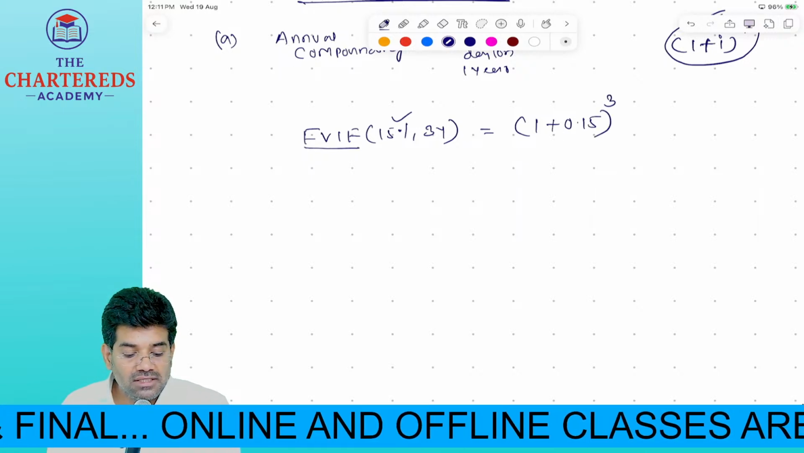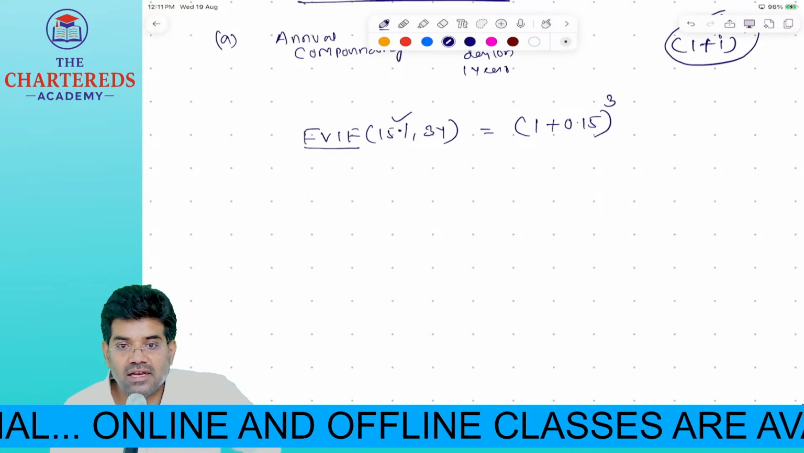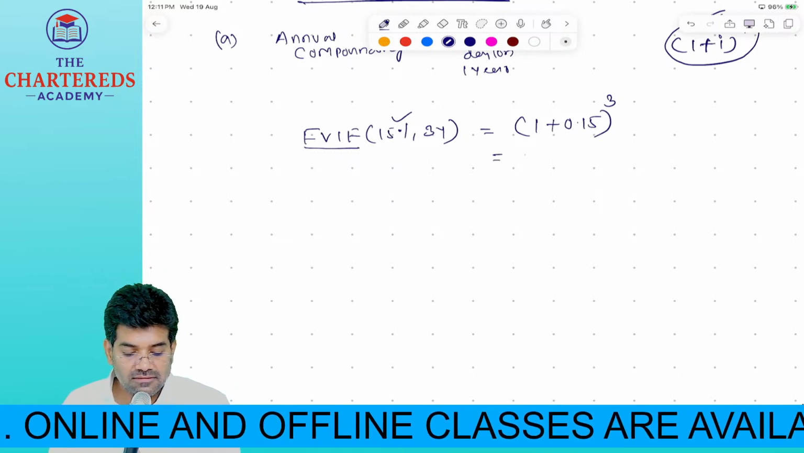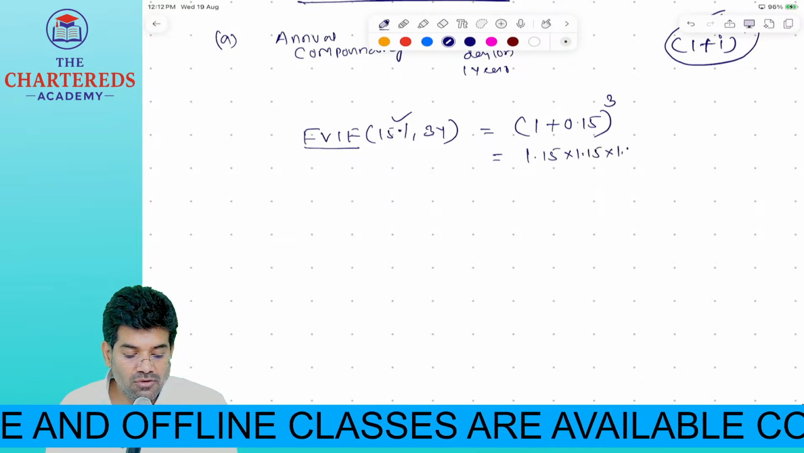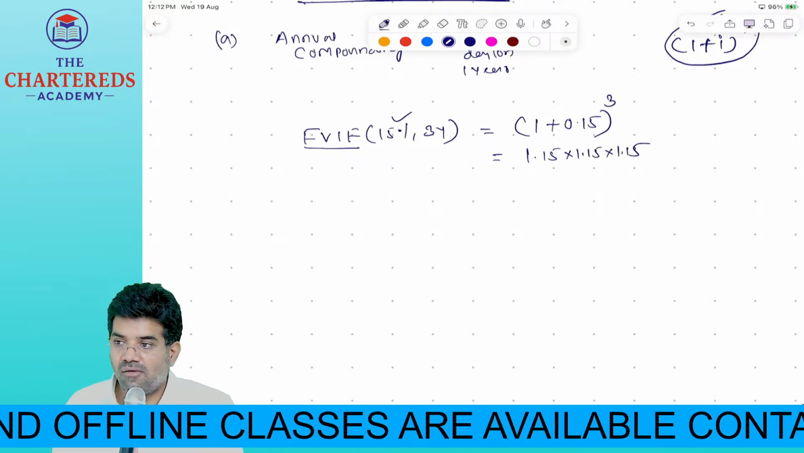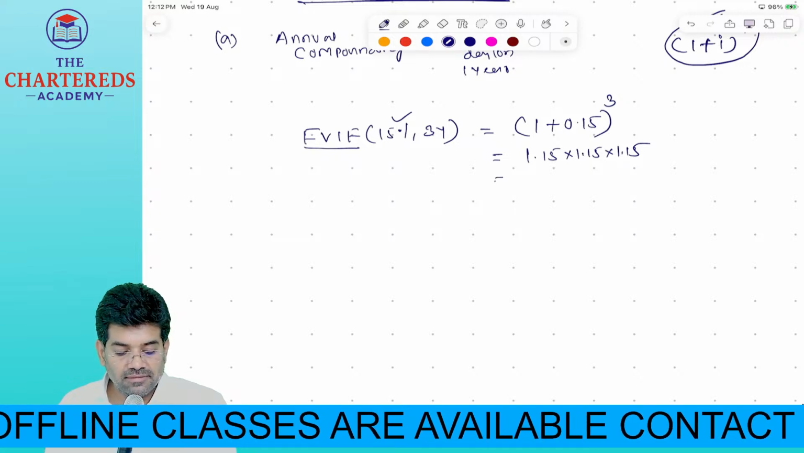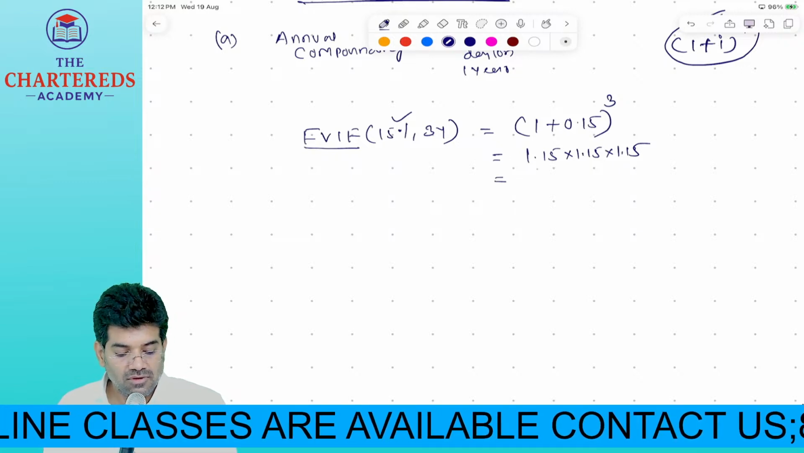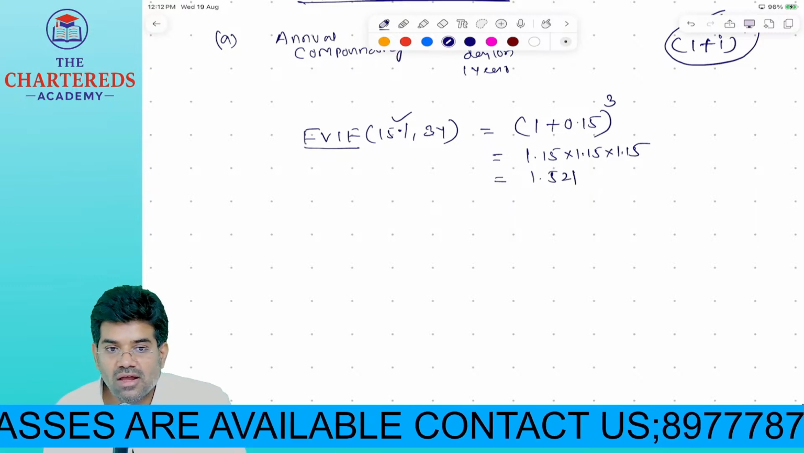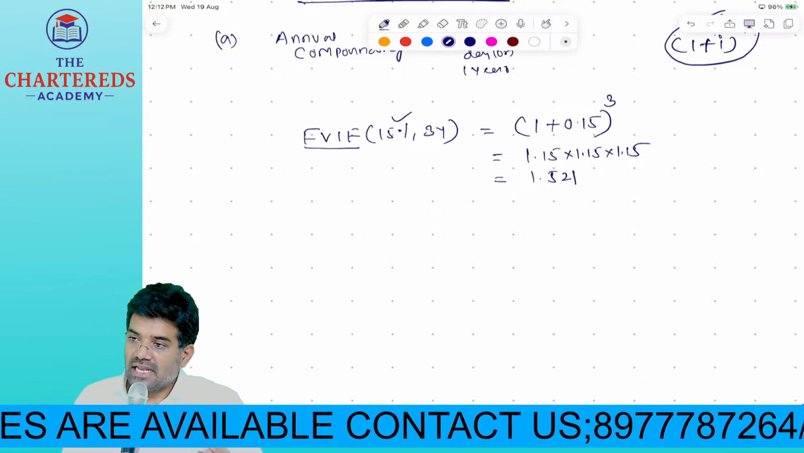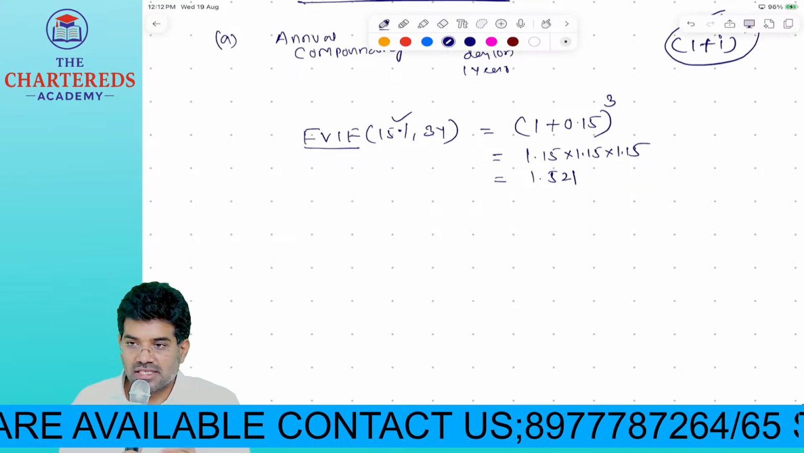Whole power 3. How to do this in the calculator? 1.15 into 1.15 into 1.15. How much you are getting? 1.521. Sometimes they will give you directly this value in the question as a hint.